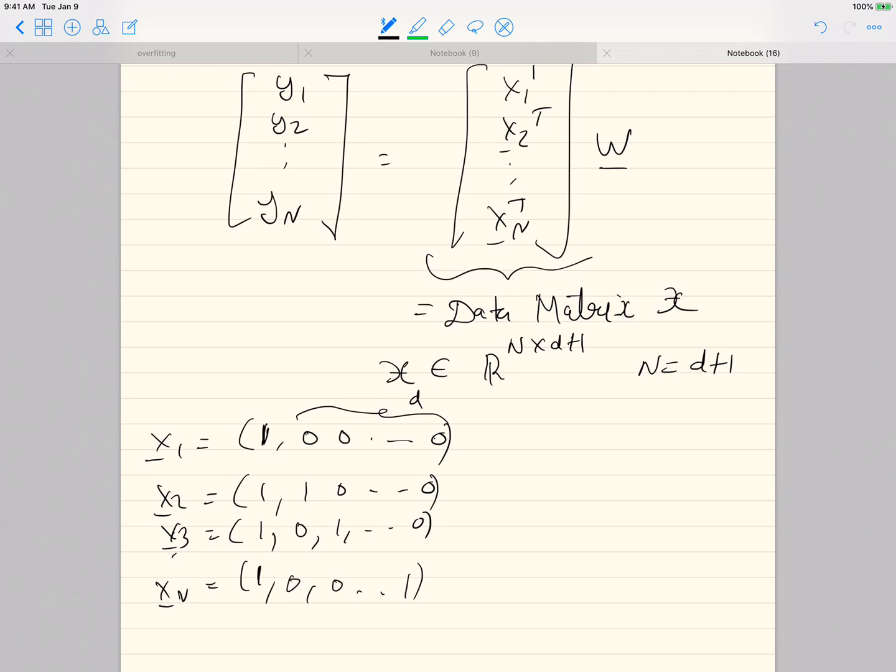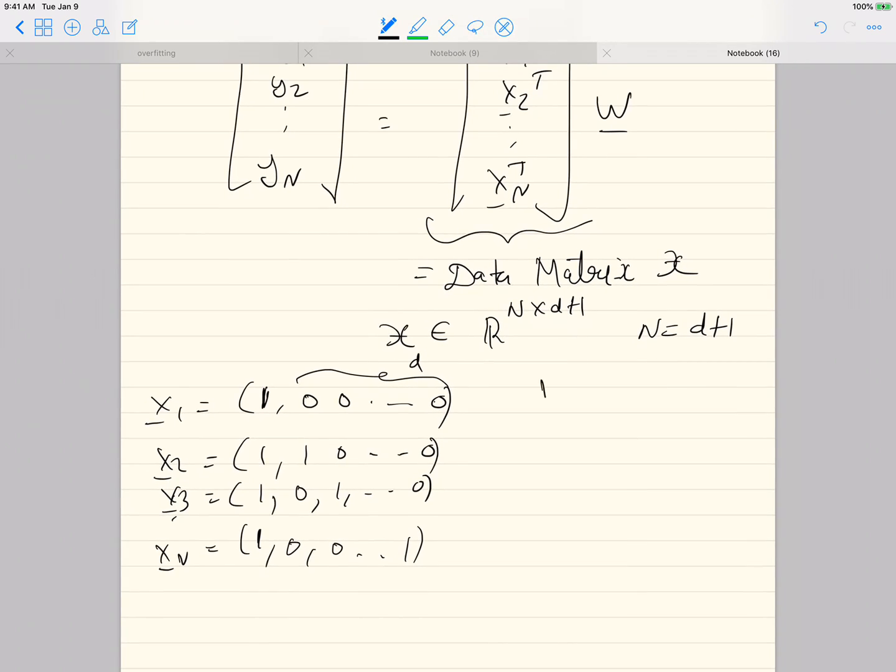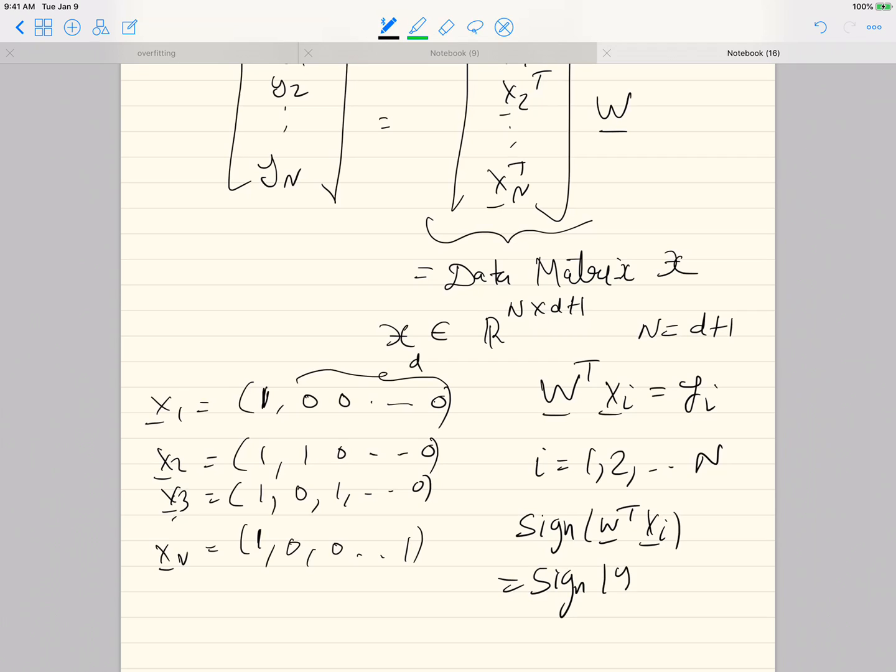For any sequence of labels, you then just take W to be X inverse Y. That gives you a weight vector. And so what that gives you is that W transpose Xi will in fact equal Yi for i equals 1, 2 up to n. So sign of W transpose Xi will be the sign of Yi, but Yi is either +1 or -1 in binary classification. So this is actually equal to Yi. And you are done. Okay?